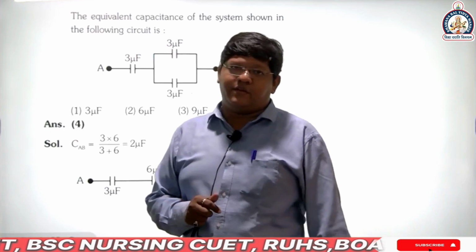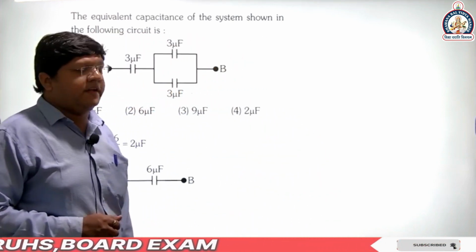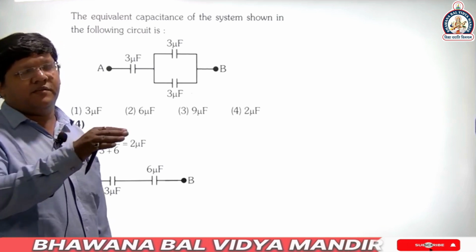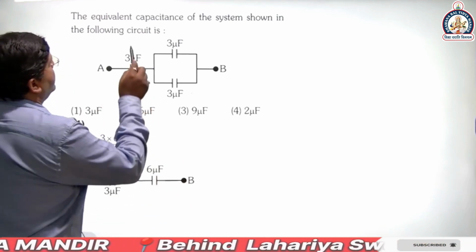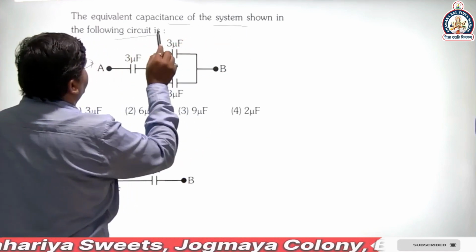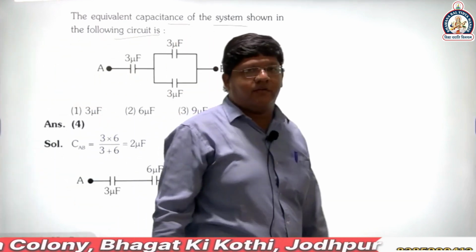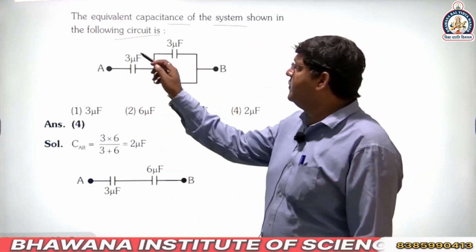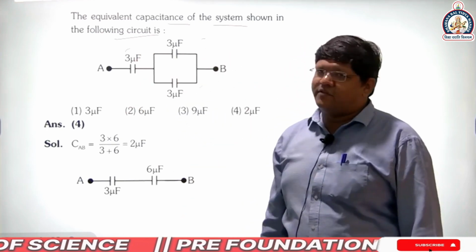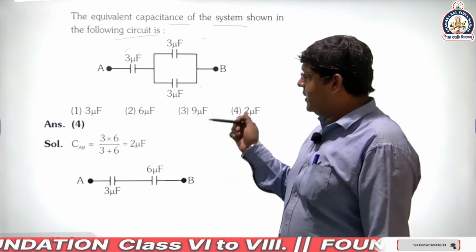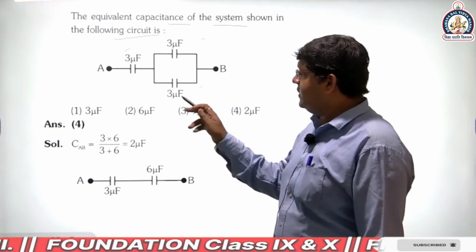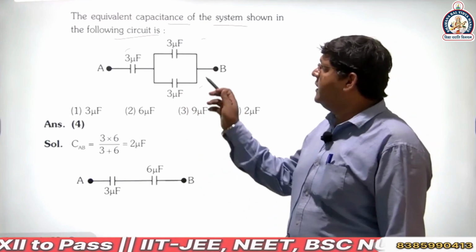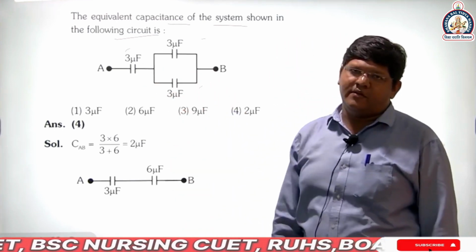Now the next question from NEET 2023 is related to the capacitance concept. One of the simplest questions, just applying the concept of series and parallel. The question says to find the equivalent capacitance of the system in the circuit. We have to calculate the equivalent capacitance between A and B. We are provided with 3 capacitors, 3, 3 and 3. By just observation, we can see the 2 capacitors, that is 3 and 3, are connected in parallel, and the result is in series with this 3 microfarad.